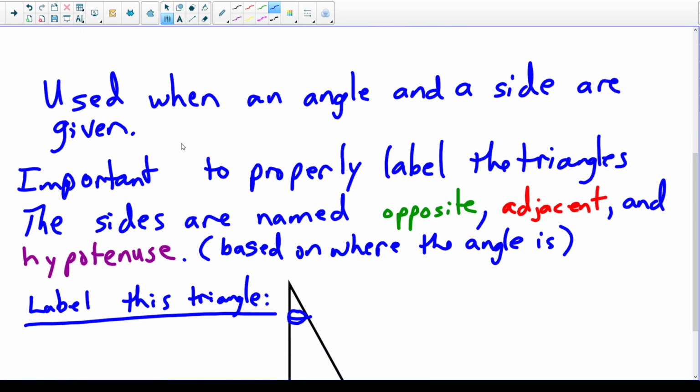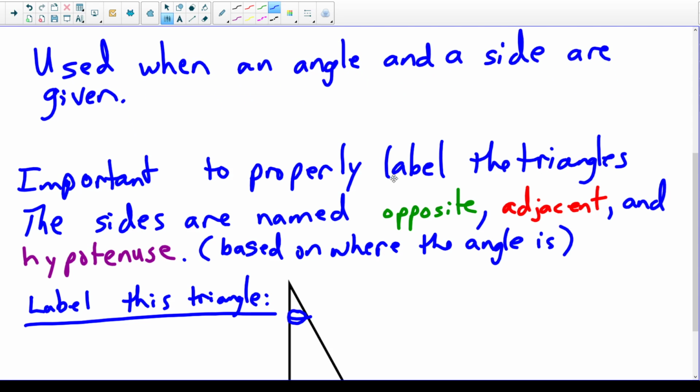Also, it's important to properly label the triangles. So, and I just wrote up here, by the way, that it's when do we use Sohcahtoa? We use it when an angle and a side are given and we're looking for other information. So I'm just restating what I had already stated. But it is important to properly label the triangles.